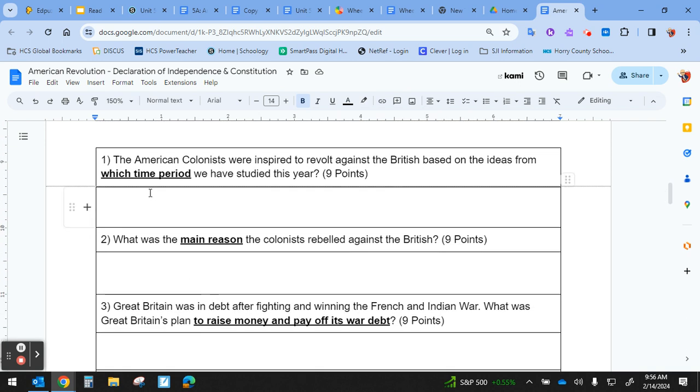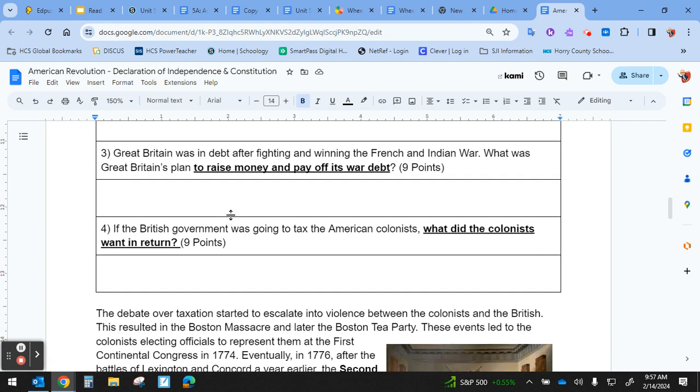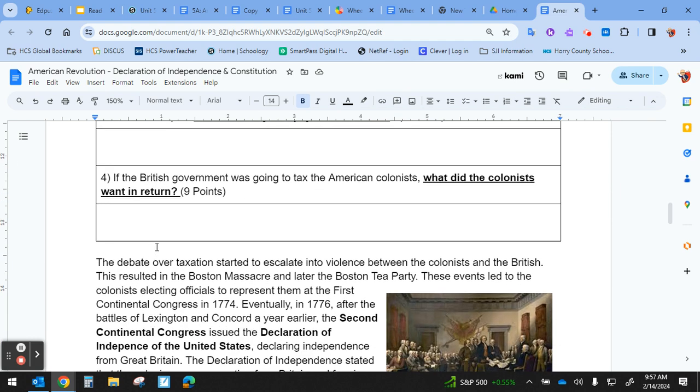So, question one. The American colonists were inspired to revolt against the British based on the ideas from which time period that we have studied this year? Please write your answer in this box. Question two. What was the main reason the colonists rebelled against the British? Write your answer here, please. Question three. Great Britain was in debt after fighting and winning the French and Indian War. What was Great Britain's plan to raise money and pay off its war debt? And then question four. If the British government was going to tax the American colonists, what did the colonists want in return? Nine points.